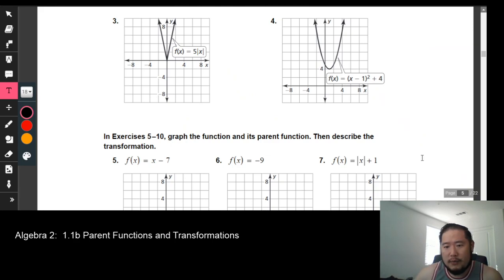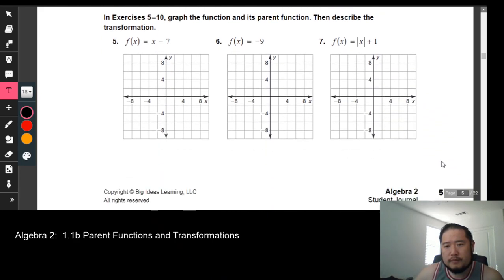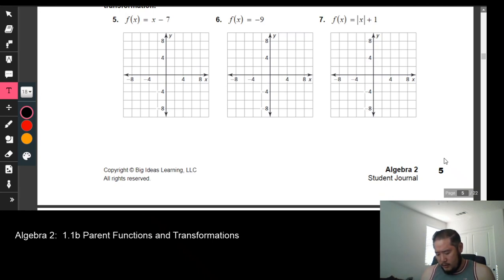In the function that we actually have right here, all it is is the parent function. So think about our parent function. Remember, if f of x is equal to the absolute value of x, we start here at 0, 0, and the line has a slope of 1. And it is this V-shaped function. That is the parent function right here. f of x is equal to absolute value of x. Well, what's happening here is this says it's just plus 1.